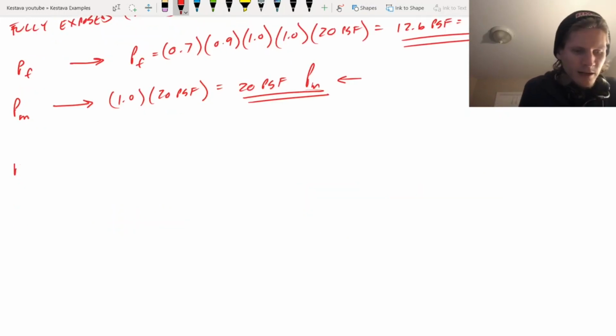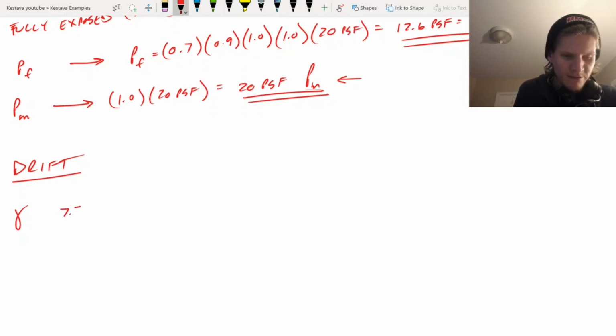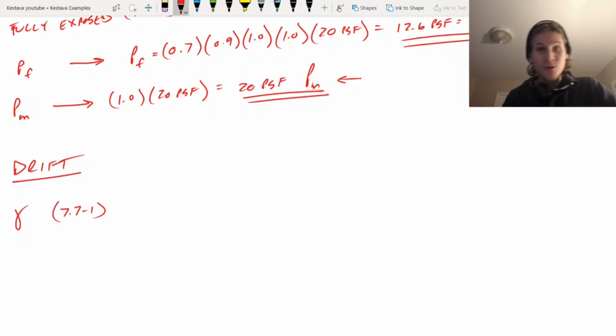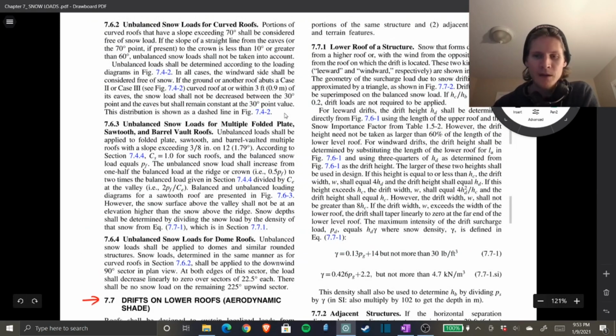So now we move on to drift. So first thing we need is our snow density, which is just denoted as density, and that can be found in 7.7-1. So let's go over there right now. So here we are in chapter 7.7. As you can see, it's all about the juicy stuff, the drifts on low roofs, aerodynamic shade. We're not throwing any shade in this class. We are only taking it in, brushing it off, because we're knocking all these problems out. So don't worry about it. But yeah, drifts on low roofs. This is where you need to go. Chapter 7.7 talks all about it and walks you through it.